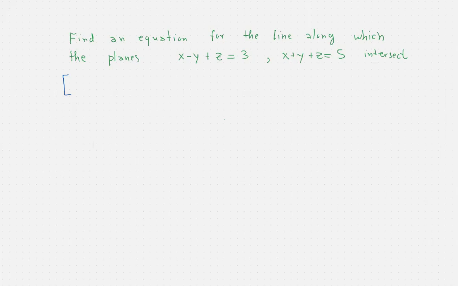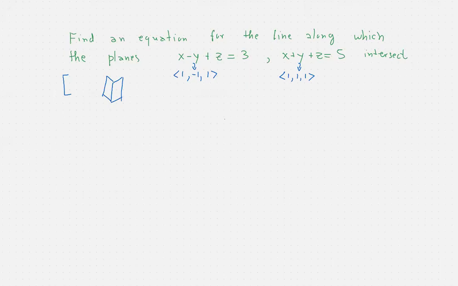So a normal vector for this plane would be (1, -1, 1), and a normal vector for this plane would be (1, 1, 1). We can clearly see that these vectors are not parallel to each other. One cannot be a scalar multiple of the other, which means that the two planes will eventually look like this. So they will intersect.